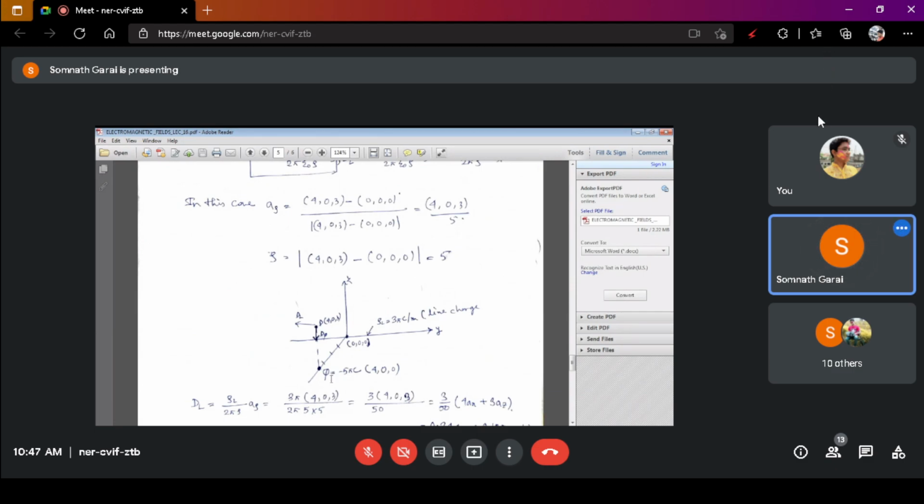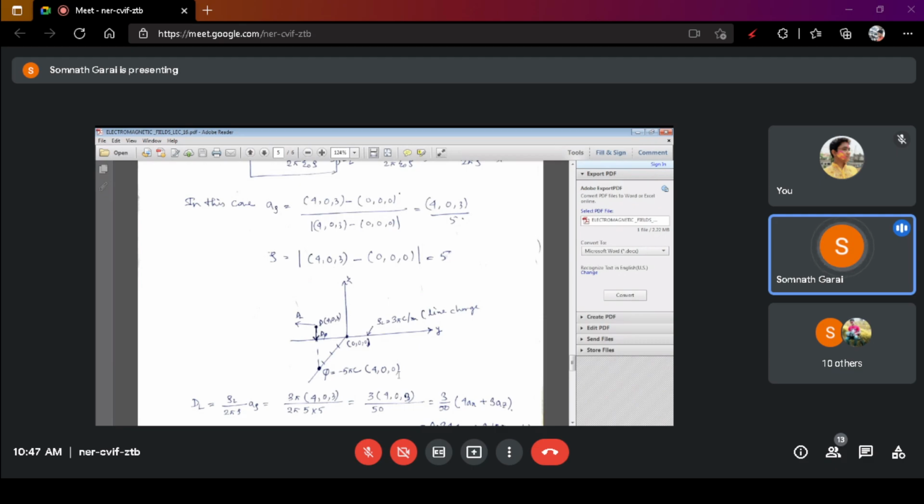Calculate rho. This is the point charge situated on the x-axis at 4,4,0, whose charge value is minus 5 pi. So from this point, 1, 2, 3, 4. And at this point the value of y and value of z is equal to 0. That's why the location of this point is 4,4,0.